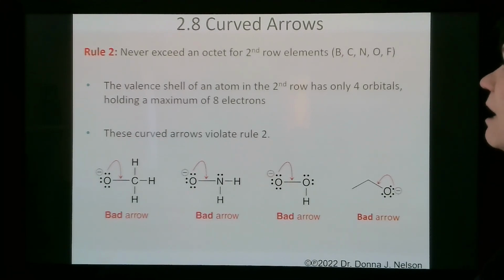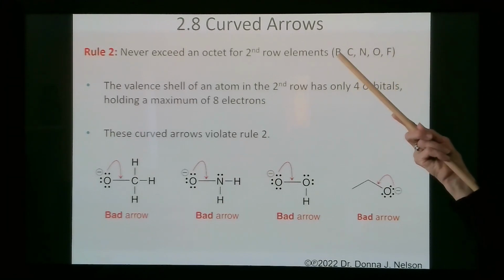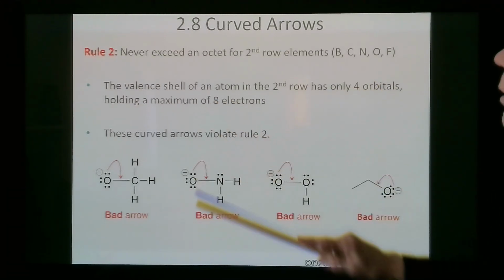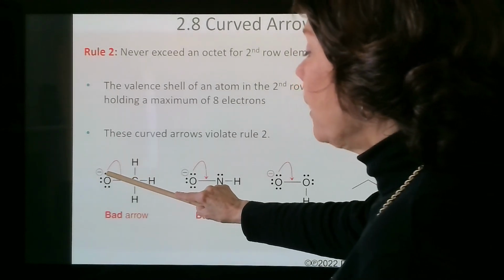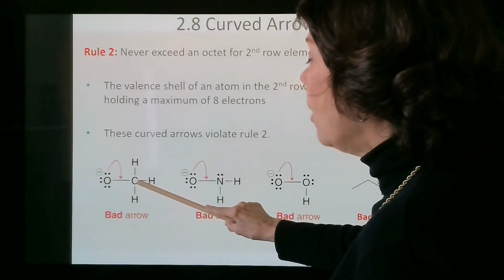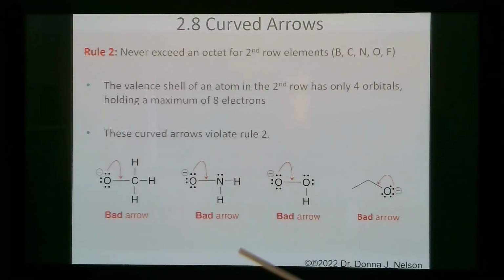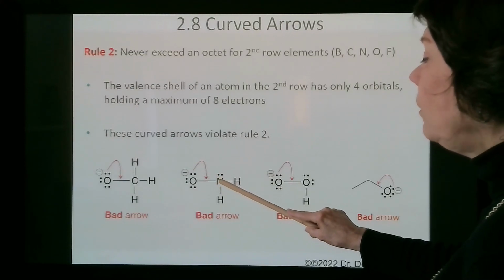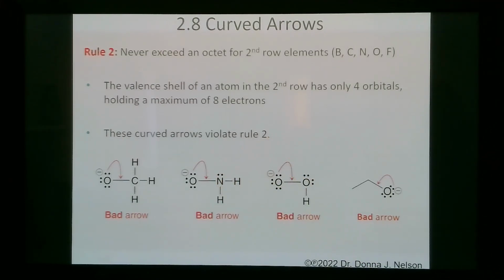You never exceed an octet for second row elements. Okay, you just don't do it. The valence shell of one of these atoms has only 4 orbitals. It'll hold a maximum of 8 electrons. Notice here, this pair of electrons moving in would cause a double bond to be formed here. Carbon would have 5 bonds. Here, this pair of electrons moving in would cause nitrogen to be surrounded by 10 electrons. It just doesn't happen. Just don't do it.